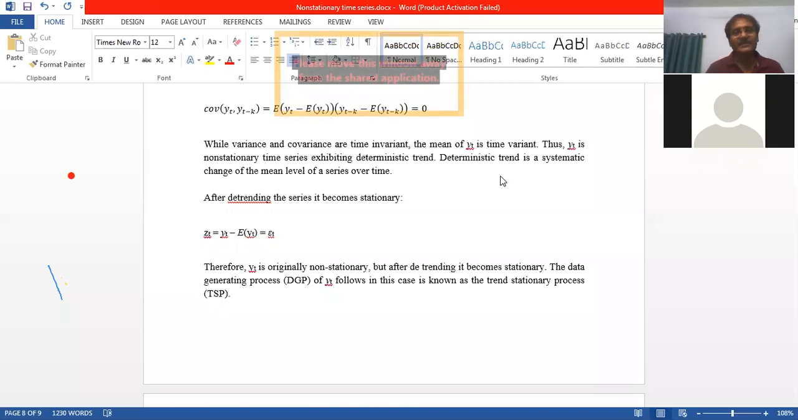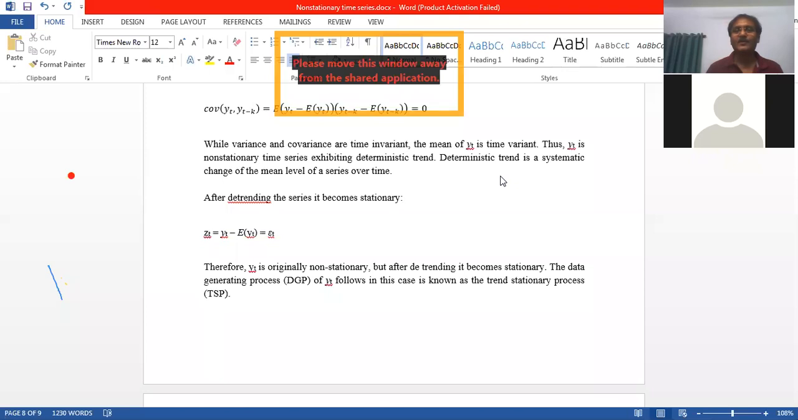In the case of TSP, there is no unit root. In the case of DSP, we have unit root. In the case of TSP, we have trend in mean value only, no trend in variance. In the case of DSP, we have trend in variance, with or without trend in the mean value.